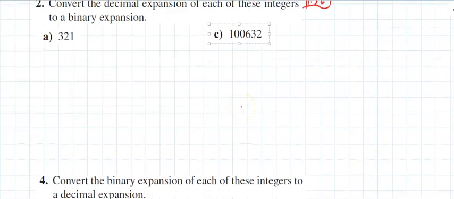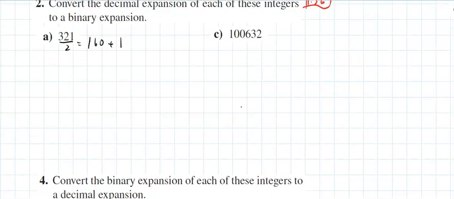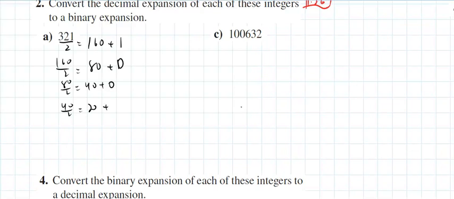321 and you would divide that by 2, and that would be 160, and you have a remainder of 1. And then you take 160 divided by 2, that's 80, remainder of 0. And you take 80 divided by 2, that is 40, remainder of 0. And 40 divided by 2 is 20, remainder of 0. And 20 divided by 2 is 10, remainder of 0. 10 divided by 2 is 5, remainder is 0. 5 divided by 2 is 2, remainder of 1. And 1 divided by 2 is 0 plus a remainder of 1.